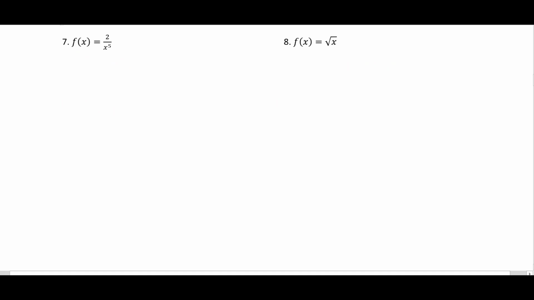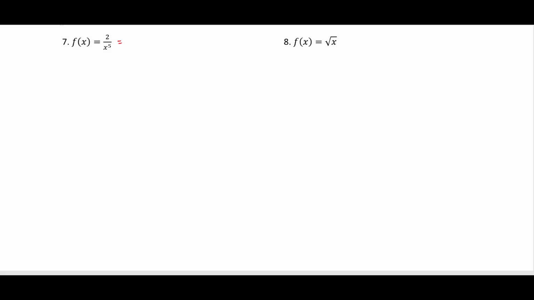All right, number 7, f of x equals 2 over x to the fifth power. So first thing we need to do, we need to rewrite this using our exponent rules on that sheet that's in the Algebra and Trig review section in Moodle. So what do we know? In this case, exponent in the denominator, we don't want that. We want to write this so that we can use our constant multiple and power rule. So we just need x to some power.